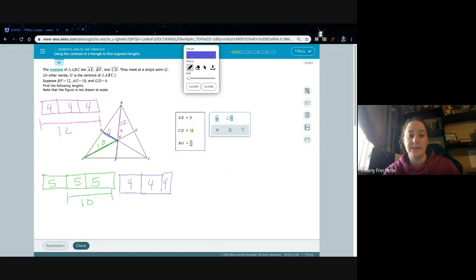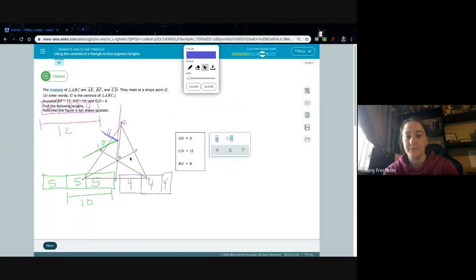BG, so that's this one up here. So they want the longer portion up here. We already divided it up. Remember, the longer portion is worth 2 of them. So I know if they're both worth 4, then it's going to be 8. So let's check. Whoops. Check. And we got our points.